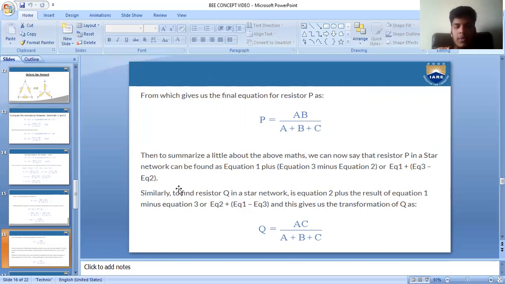Now similarly, to find resistor Q in a star network, it is equation 2 plus the result of equation 1 minus equation 3, and this gives us the transformation of Q as this. From the above, the same way we got P, we will solve this for Q also. So we will be getting this answer: Q is equal to AC divided by A plus B plus C.